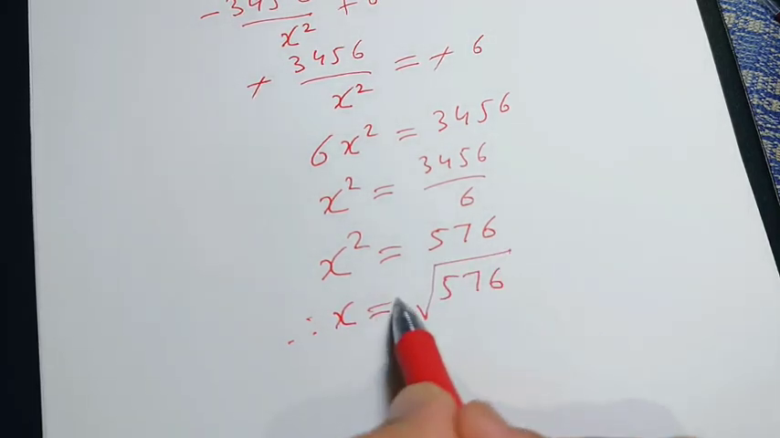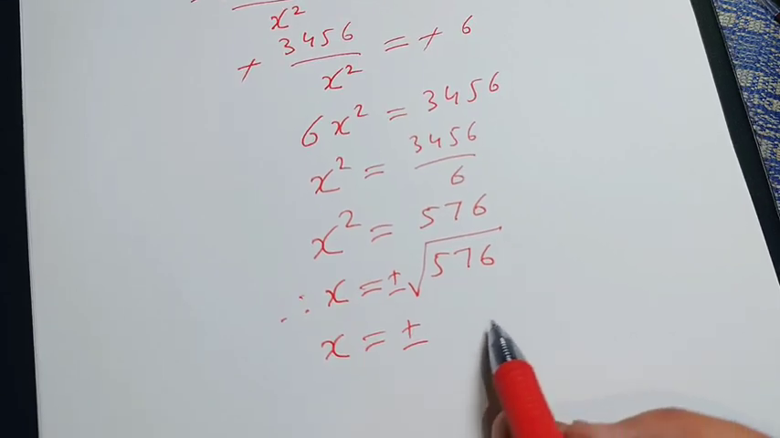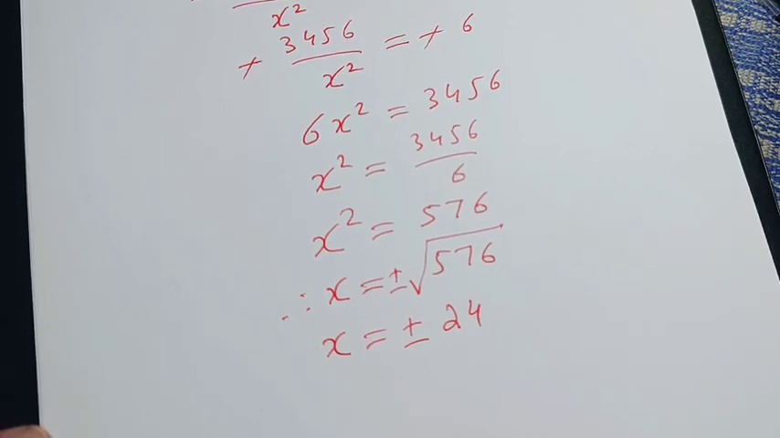Now therefore x squared is 576. We take the square root. Must remember positive and negative. I use the calculator. Calculator answer is 24. So x is equal to positive and negative 24. So which one must I take now? Because we got two values, positive and negative. So we are looking at the x value must be minimum.